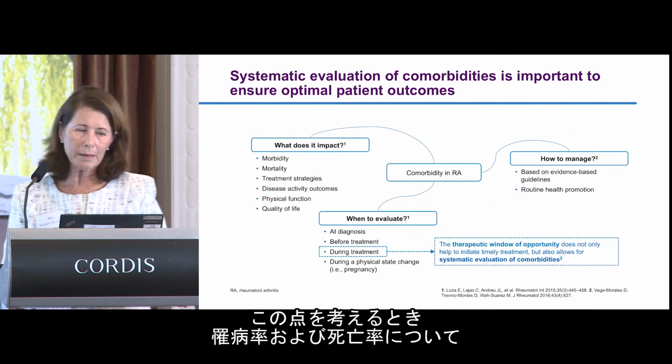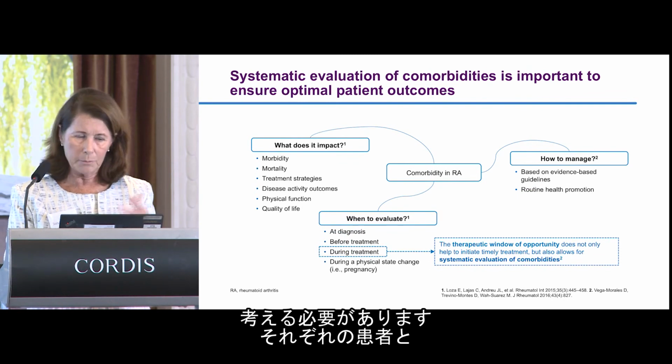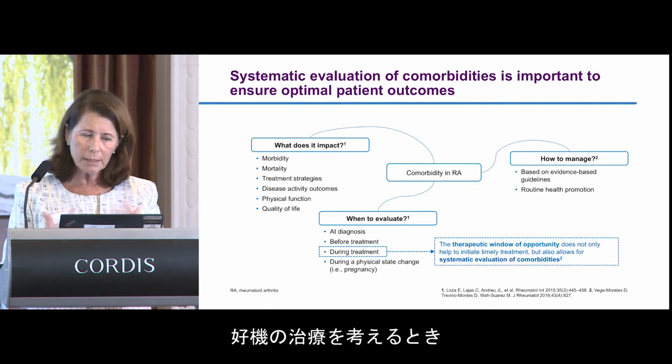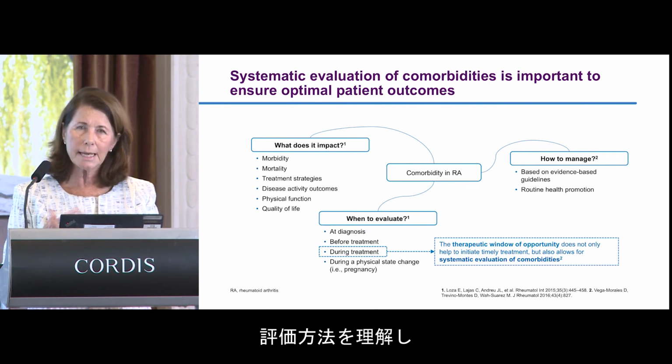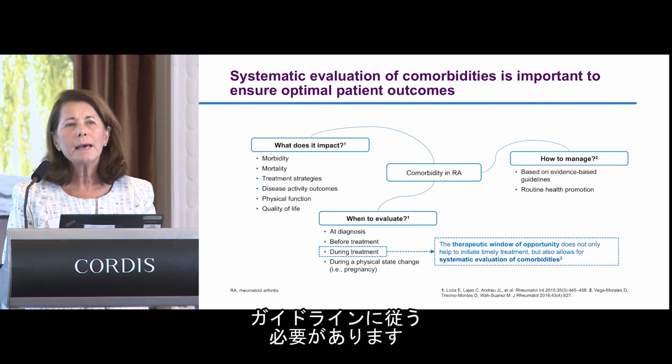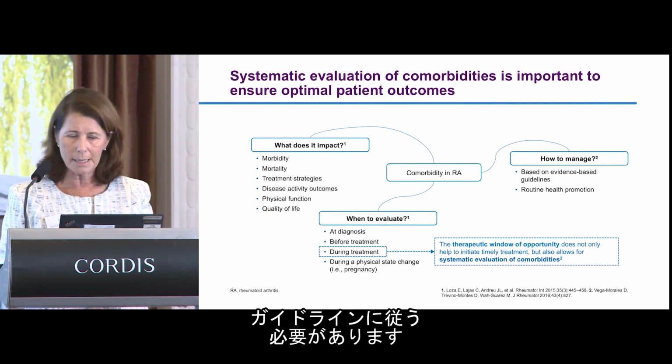So when we're thinking about this, we need to think about the morbidity or mortality, and how they impact on that person individually and their quality of life. We need to understand how to evaluate and take into account the comorbidities when we're treating them within their window of opportunity. And we need to manage them based upon evidence-based guidelines.